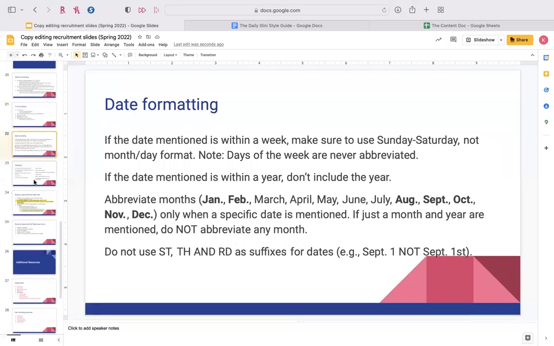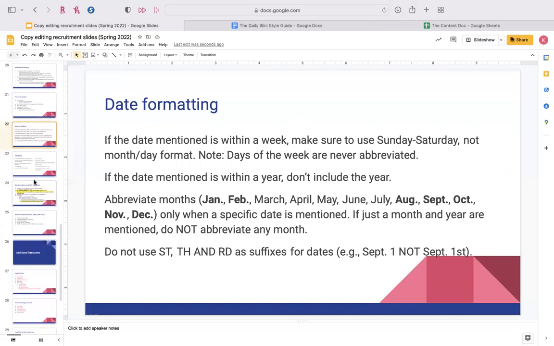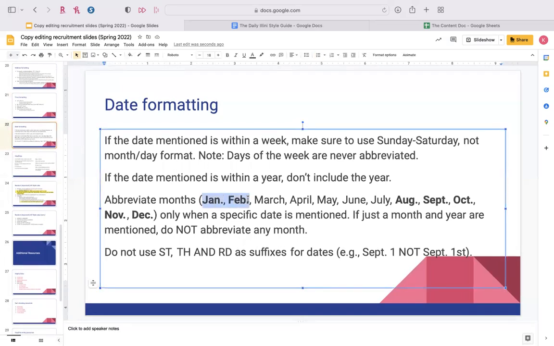And next, I would talk a little bit about date formatting. AP style will abbreviate a good amount of months out of the year, but it's also important to remember that that's only if they're talking about an exact date. So August 25th would be abbreviated like Aug. 25. But there are shorter months which are always spelled out. Sometimes people shorten March, but AP style does not. So we will have to check for that as well.